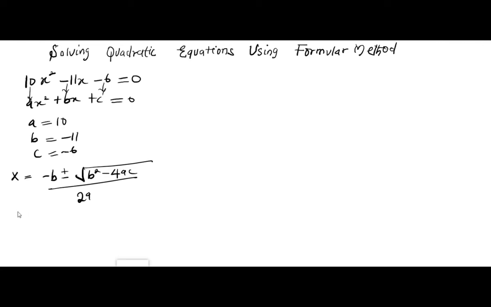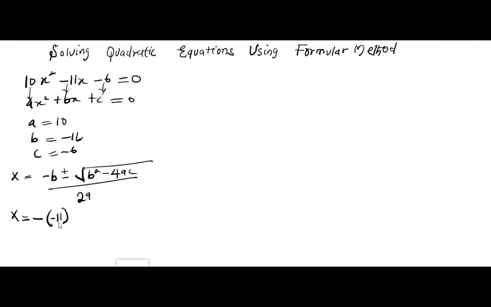So we have our x equals to, here we have -b, and our b is -11. So we have negative into -11, because the b itself is -11.